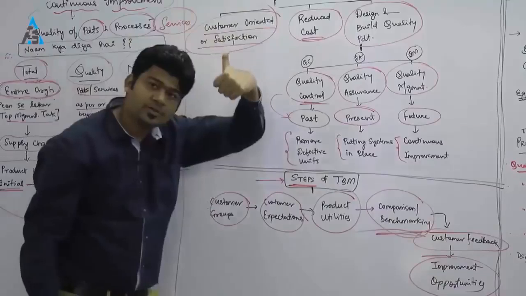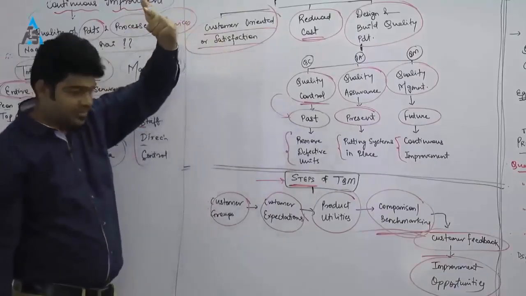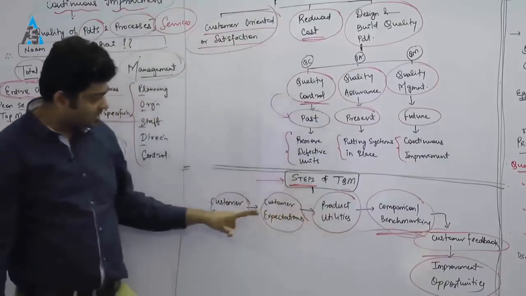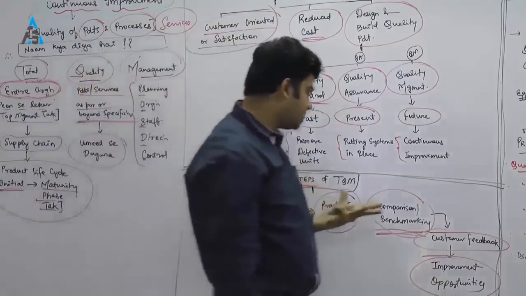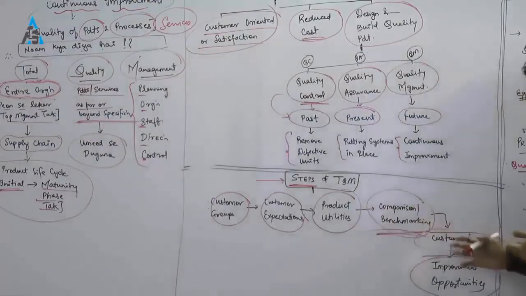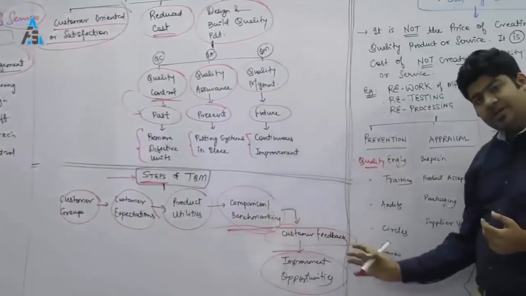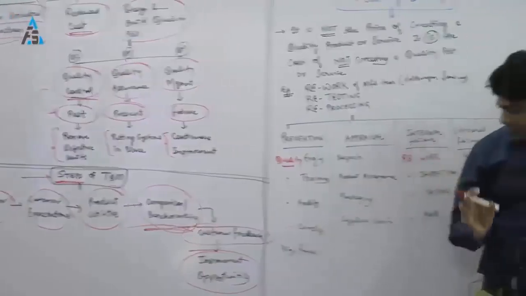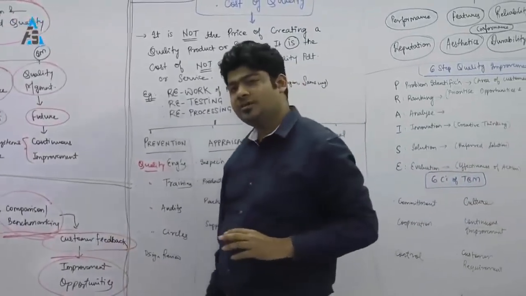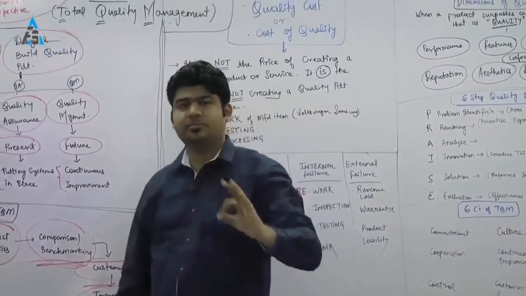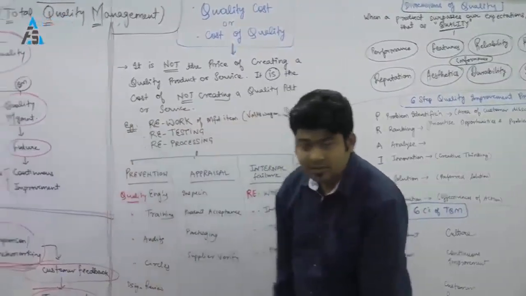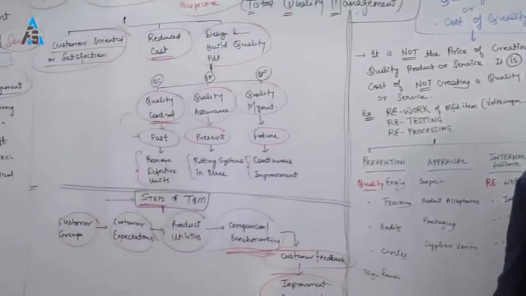One, form customer groups. Based on that, find out what the expectations are, give your product those utilities as per the expectations, then beat the benchmark or the comparison which is prevalent in the industry, find out what feedback the customer has given, find out the negatives among them, improve on those negative feedbacks, and ensure that the product is the best in the market. So that is what the steps of TQM are. Clear, everybody?